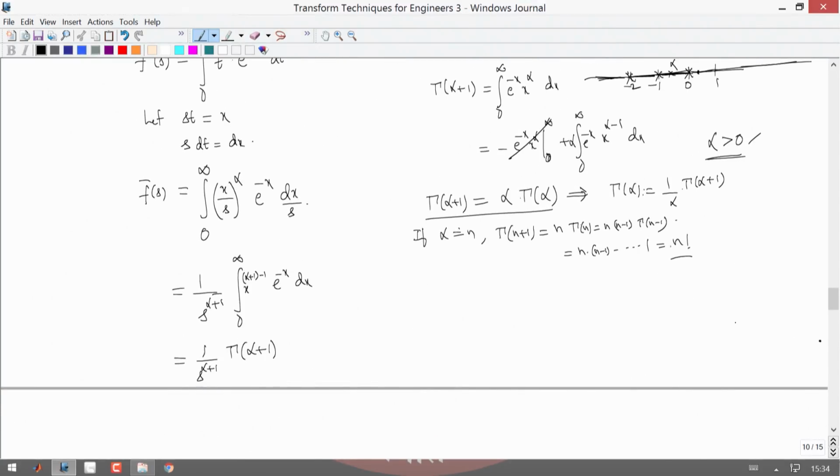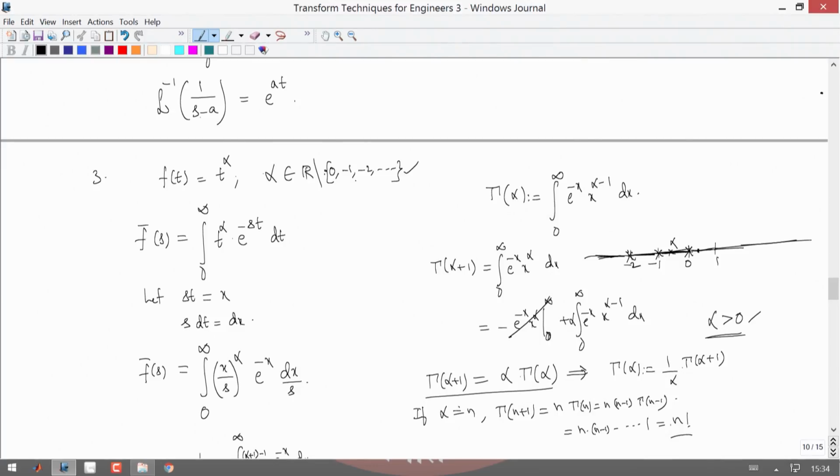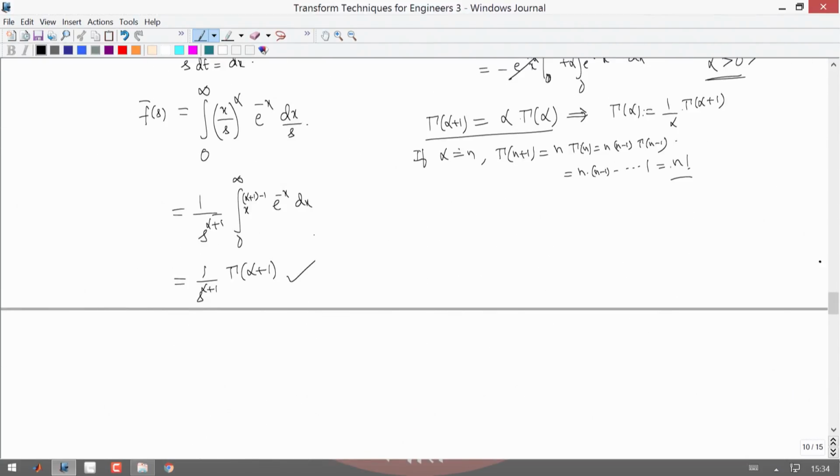So this is the Laplace transform for any general alpha, as long as alpha is not a negative integer. It works for all real numbers except the negative integers including 0, for which this is the Laplace transform. If alpha equals n, the Laplace transform of this equals 1 by s power alpha plus 1 times n factorial.